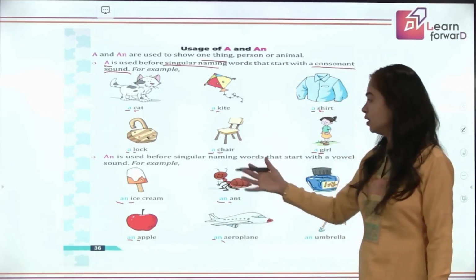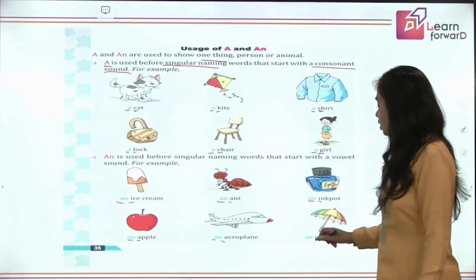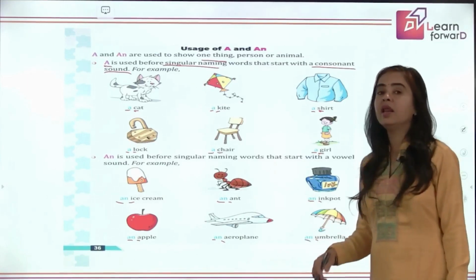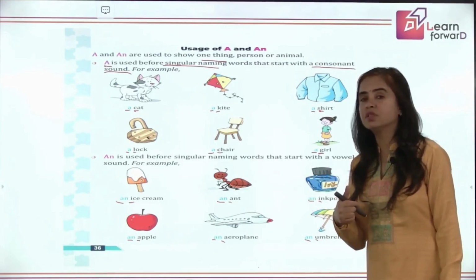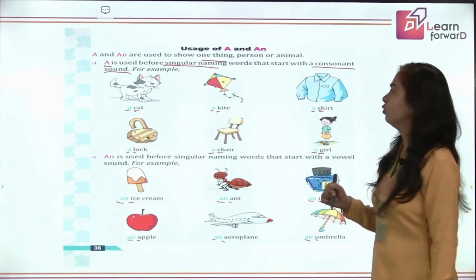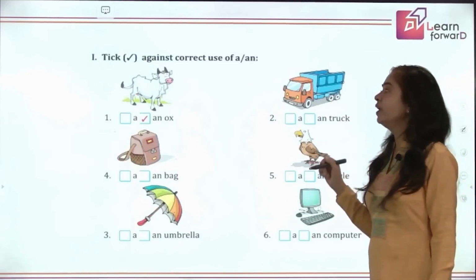So these are the different sounds that are all vowel sounds. An umbrella. So again, because it is one, it's a naming word and it is a vowel sound, so I am using an before. I hope you have understood the difference between the use of a and an.